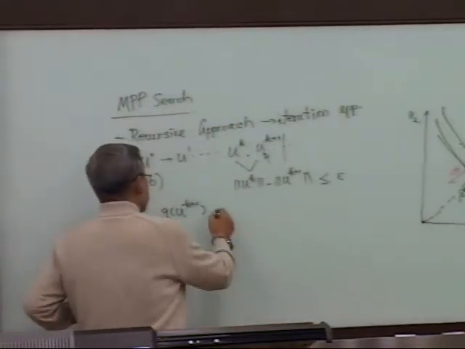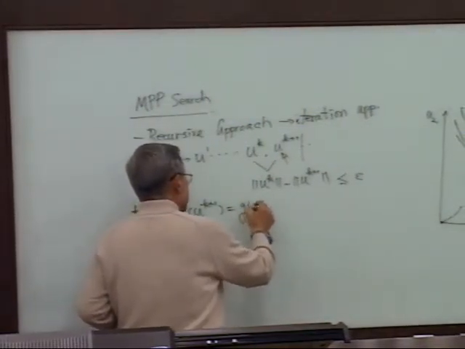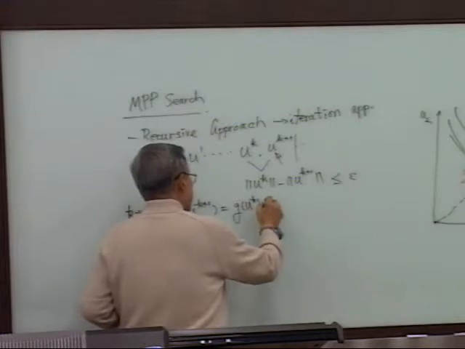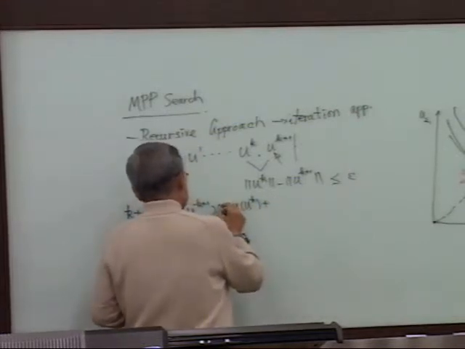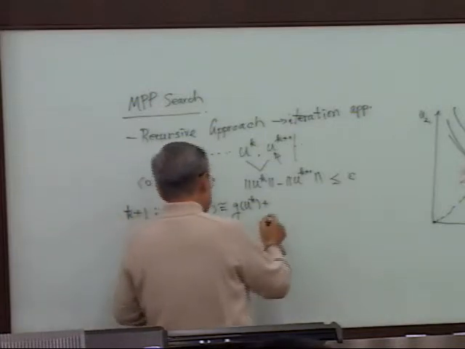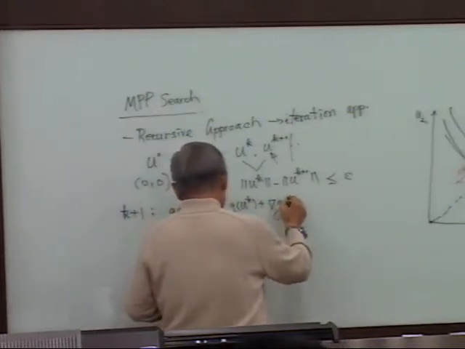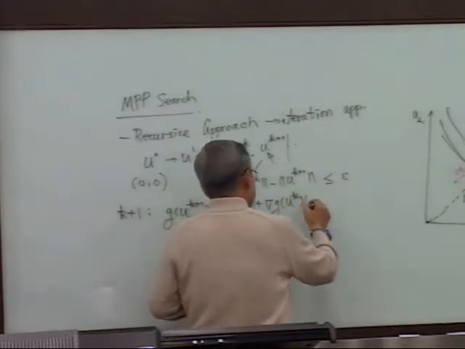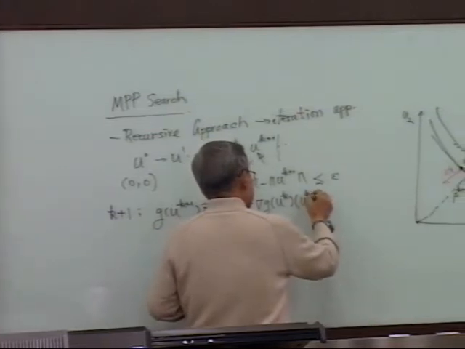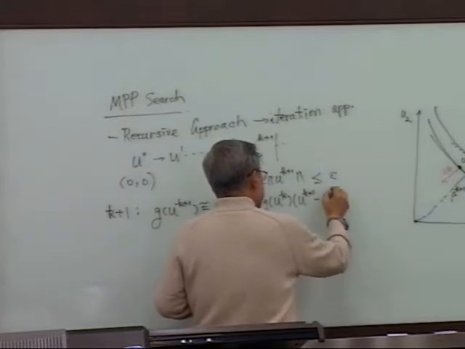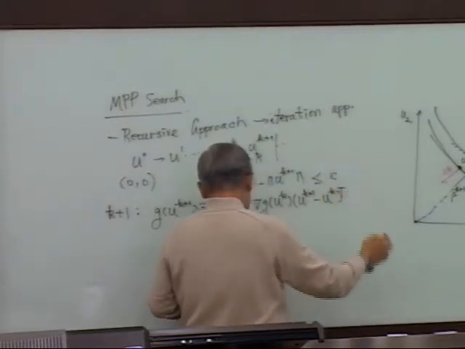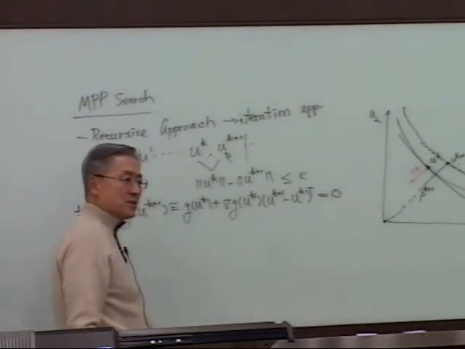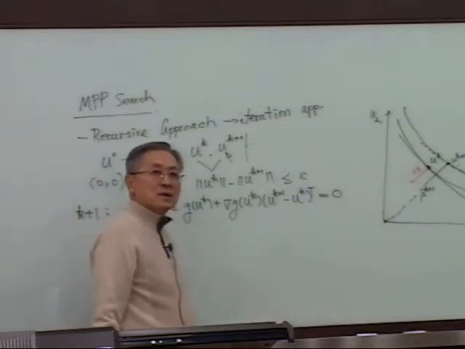So if you do this, this is equal to G(U_K) plus, I still should do this, delta G(U) updating, this is really updating, (U_{K+1} minus U_K) transpose. And in this case this is equal to 0, because K plus 1, I said, is an MP point, okay?